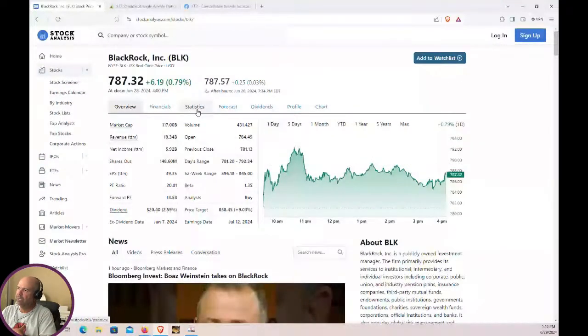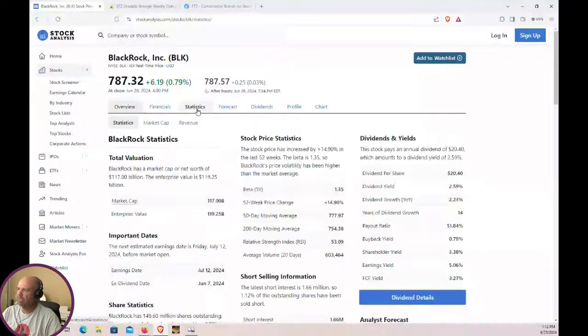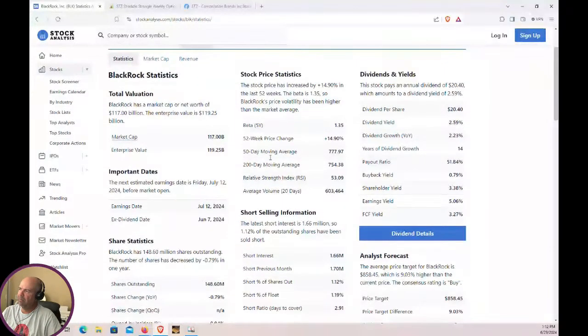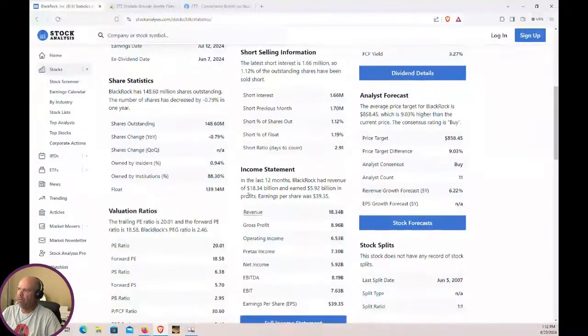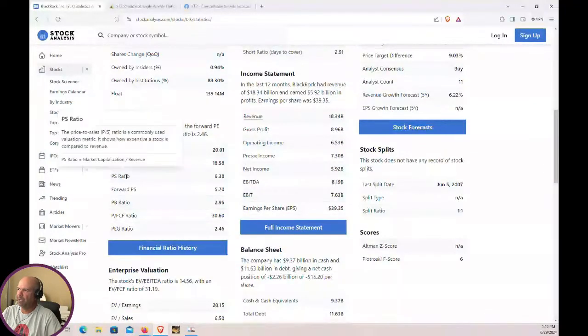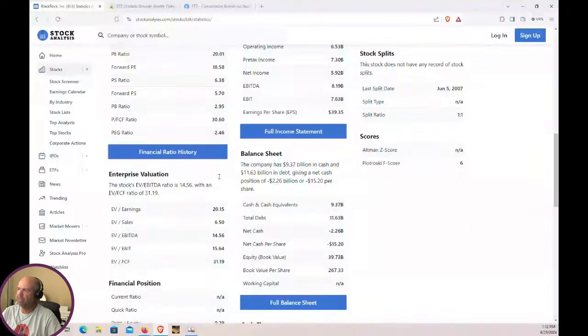So what I do in this one right now, I'm seeing the statistics. So I grab the beta 5 years. I have to see if the other one's 1 year. But yeah, the other one's a 1 year. So this one's 5 years. Price to sales ratio, PS ratio 6.38.